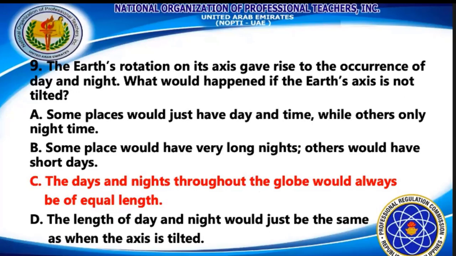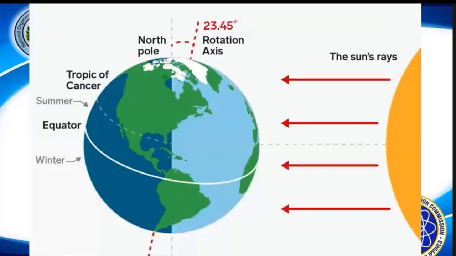Correct? So since the earth is tilted as it rotates on its axis, longer daytime occurs in the northern hemisphere during the summer. Di ba, hindi nyo man naalala nun pag summer, ang haba ng araw. Pero, ang longer night pag winter. Shorter day naman pag winter. That is, if the Earth's axis is tilted. Now, if the Earth's axis is not tilted, all parts of the Earth will be receiving equal amount of light from the sun. Okay? And so, the days and nights throughout the globe will always be equal in length.